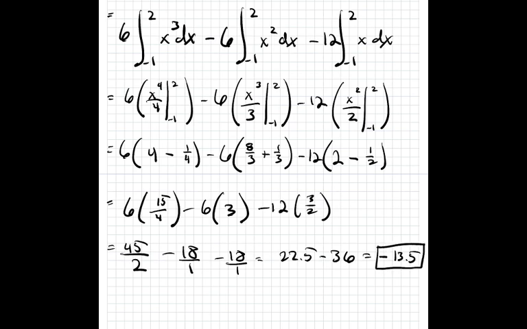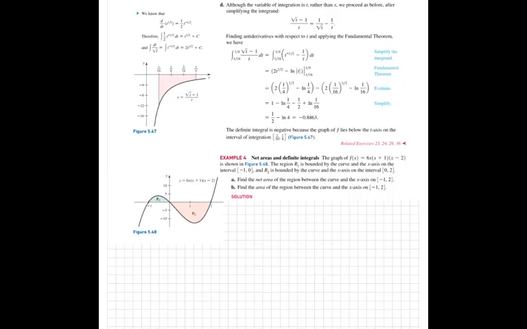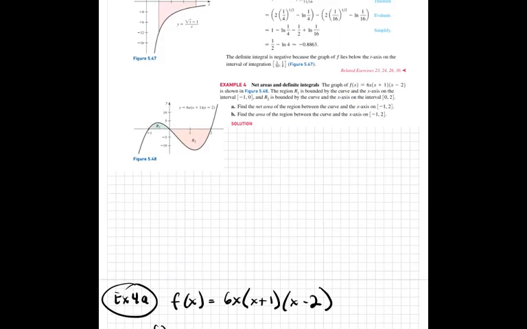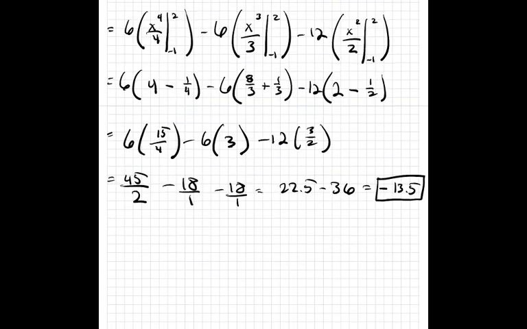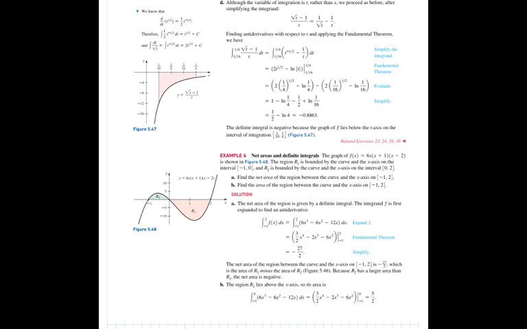Okay, let's see, how do we do? And then find the area of the region between the curves. So then the second part is basically like taking the integral of the absolute value, because we don't want the net difference, we just want to say R1 plus R2. Okay, let me see if I got that one right. So this negative 13.5. 13.5 is correct, all right?